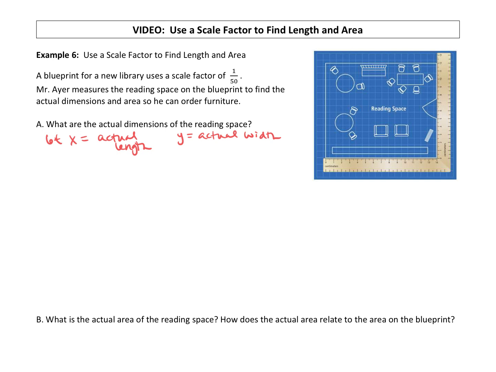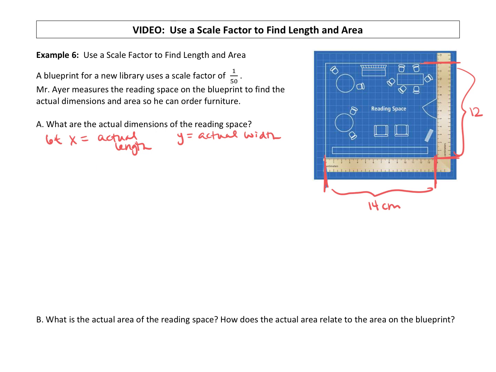One thing that's kind of hard to see on your copy is that in our blueprint, from here to here is 14 centimeters, and from here to here is 12 centimeters. So this is the length of our blueprint. This is the width of our blueprint.